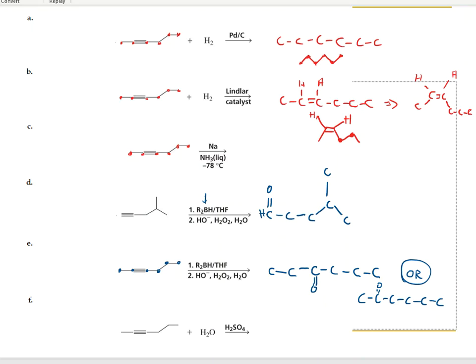For part F, let's look at that one. For part F, I'm going to get 1, 2, 3, 4, 5, 6 again. On carbon 2 is where my triple bond is at. And this time I'm adding water acid. So this goes on like normal.